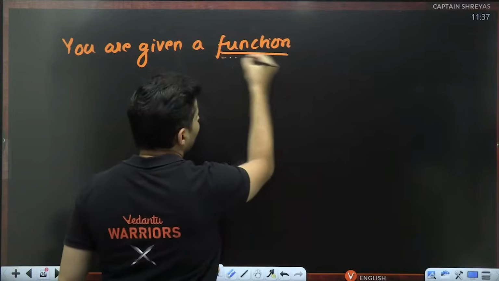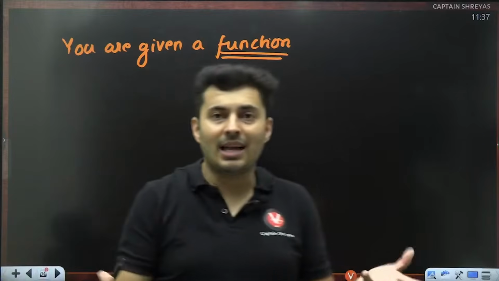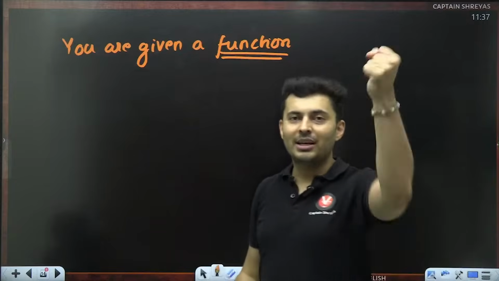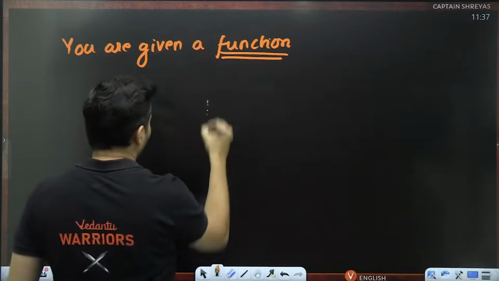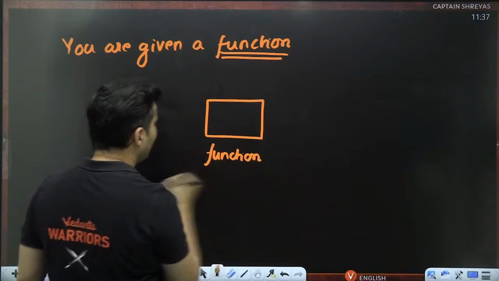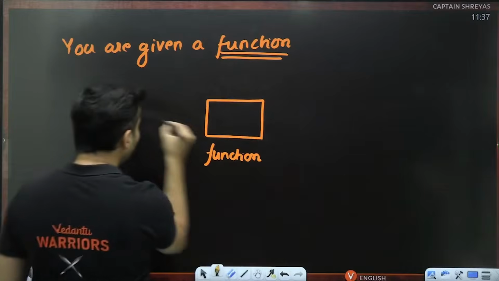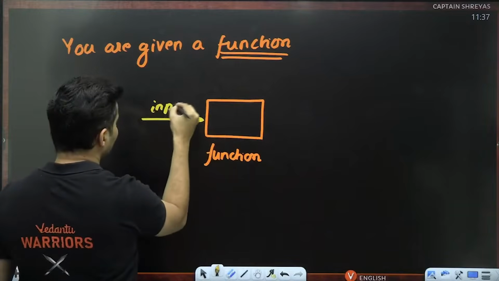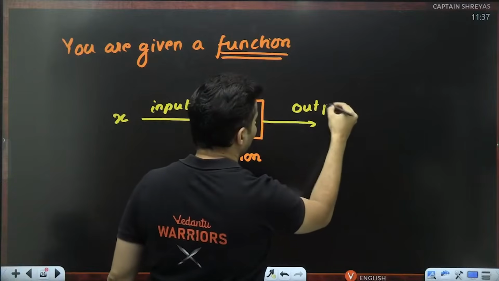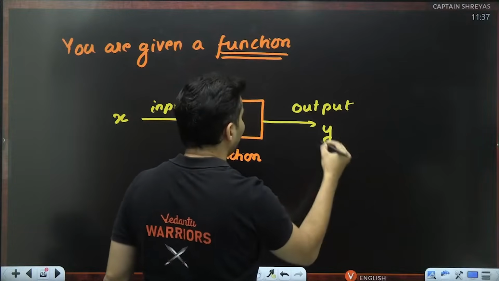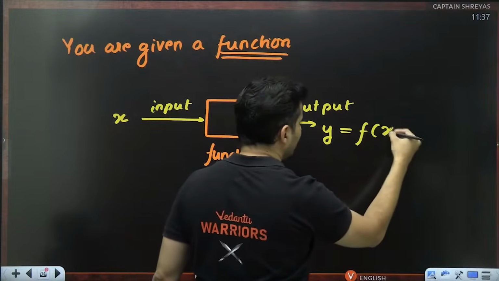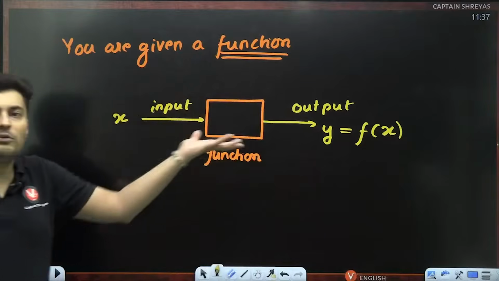What is a function? Function means you give me x, I will tell you y. You give me the input, I'll give you the output. So a function is like a magical box where you give in some input, for example, let's say x, and you get an output, which is, let's say, y. It is represented like this. Y is some function of x.